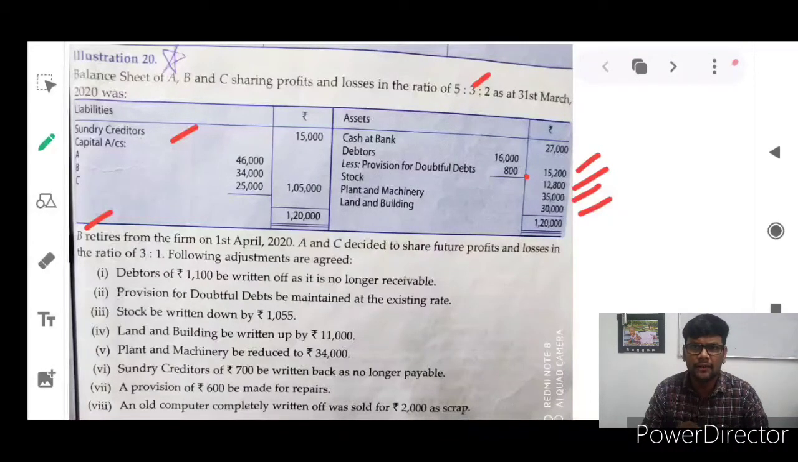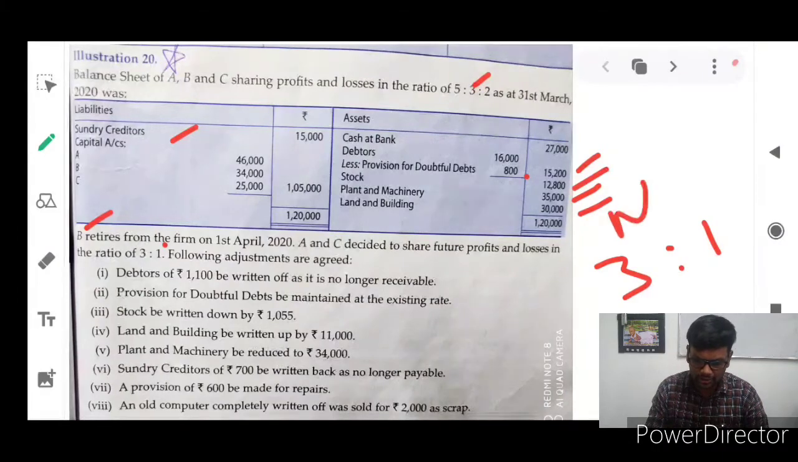B is retiring on the first date of the financial year, that is 1st April 2020. A and C decided to share future profits and losses in the ratio of 3:1. So they have clearly given their new profit and loss sharing ratio as 3:1. Okay, next. These all are adjustments.